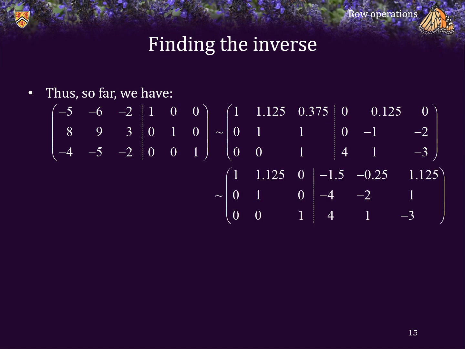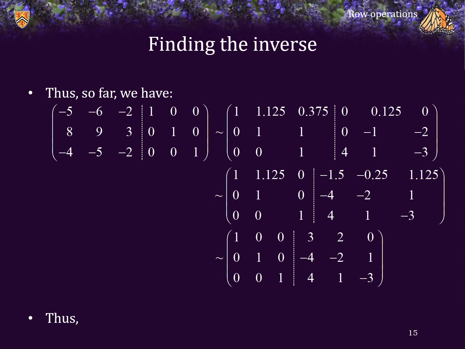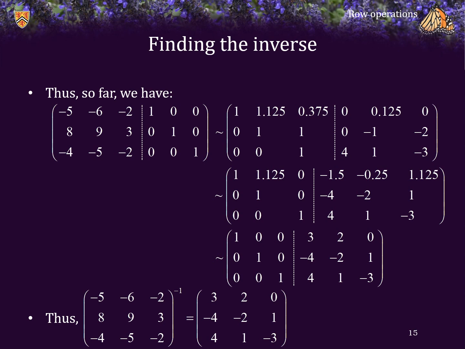We now go back and we add negative 1.125 times row 2 onto row 1, and that gives us this rather nice matrix here. The matrix on the left is the identity matrix, and consequently the matrix on the right is therefore the inverse of the original matrix. You can try this out. Multiply those two matrices together in either order, and you will get the identity matrix.